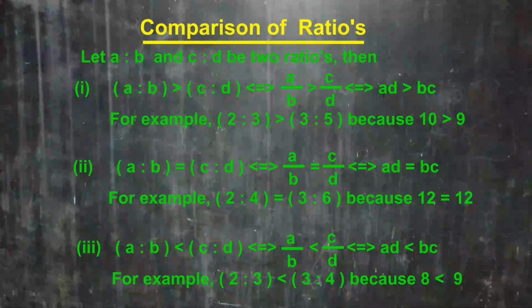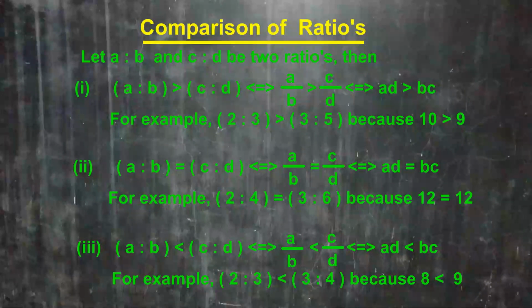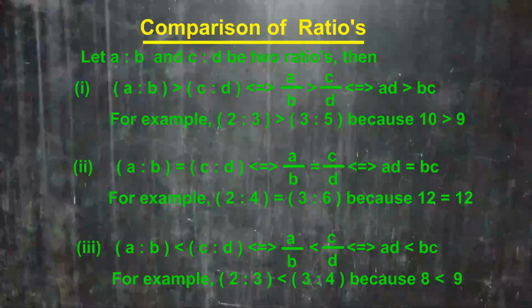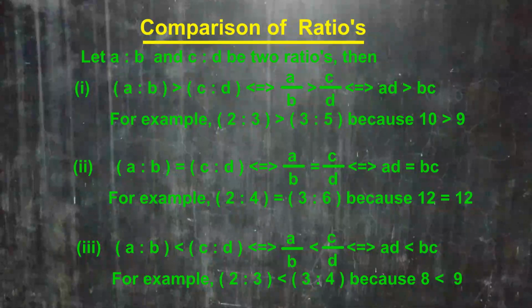2. A is to B is equal to C is to D implies A by B is equal to C by D implies AD is equal to BC. For example, 2:4 is equal to 3:6 because 12 is equal to 12. 3. A is to B is less than C is to D implies A by B is less than C by D implies AD is less than BC. For example, 2:3 is less than 3:4 because 8 is less than 9.